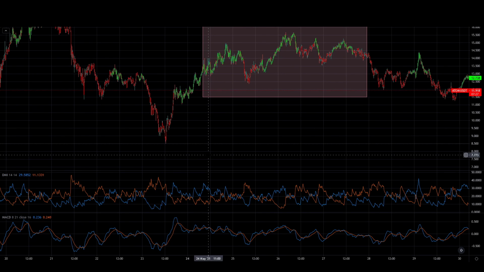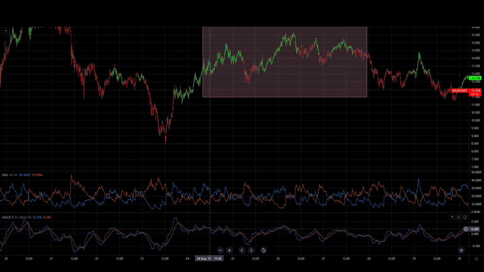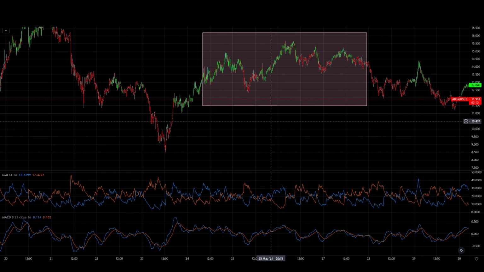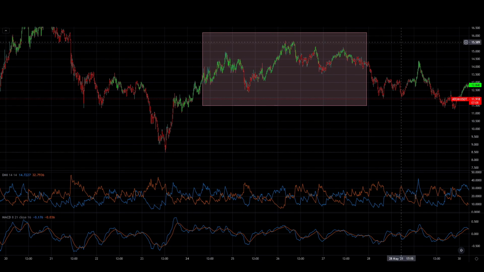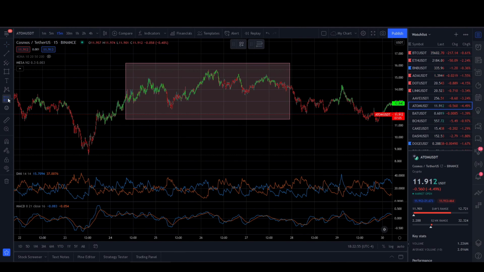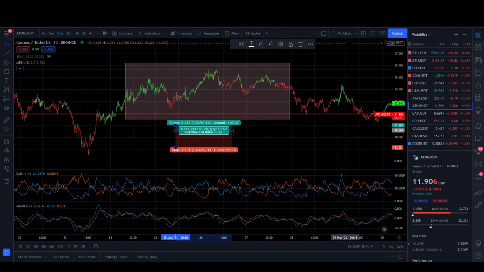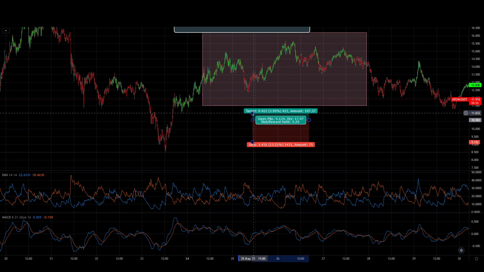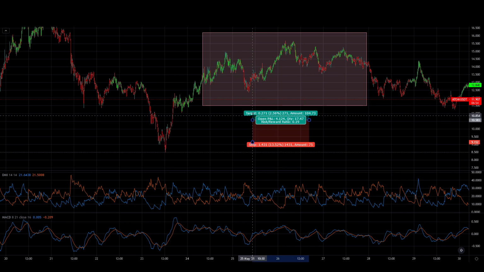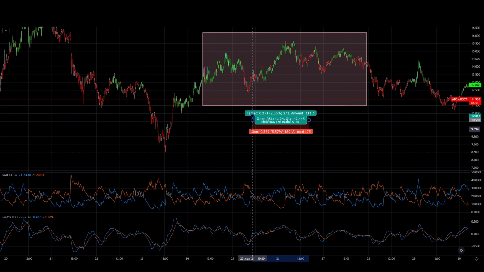Second one, the blue line crosses up right here. I'm inside the box, which is good. The blue line on my DMI is above, which is good. And I have a cross up right here on the MACD. So let's take my position right here. We have 2.5% profit, 5% stop loss, and that's all.